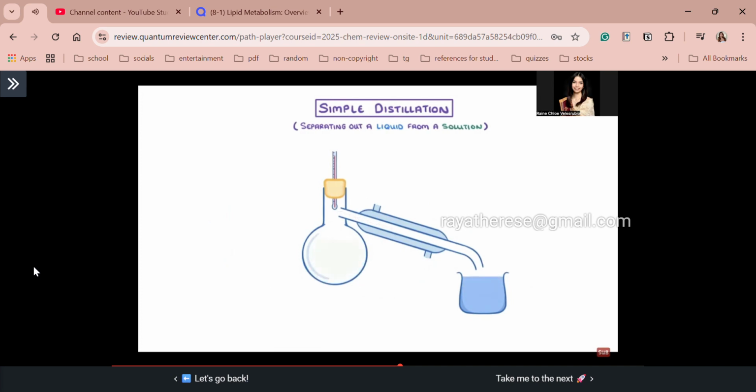Now imagine instead that we were trying this technique with a different mixture, one containing some different liquids, like methanol, ethanol, and propanol. Because these liquids all have similar boiling points, when we heat them, more than one of them will evaporate, and they won't be separated into pure substances.